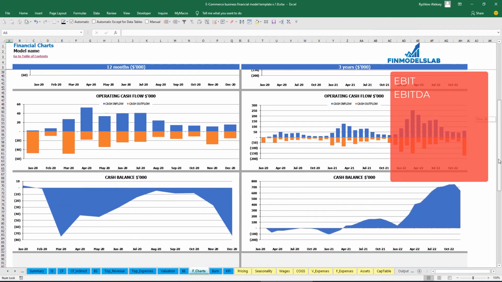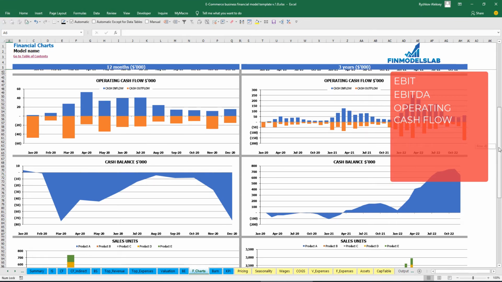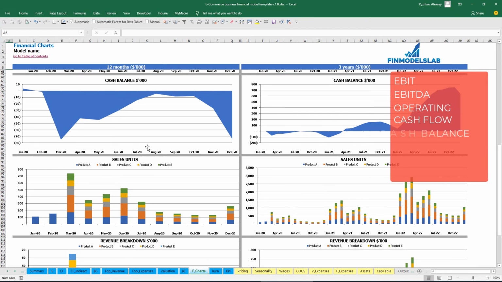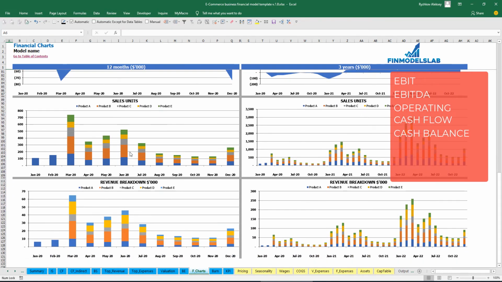The next set of charts will show you the operating cash flow broken down by cash inflow and cash outflow. The next set of charts will show you the cash balance by months. On the next, you will see the sales units by different products as stacked charts. You may see on these charts and review the seasonality factor, for example.